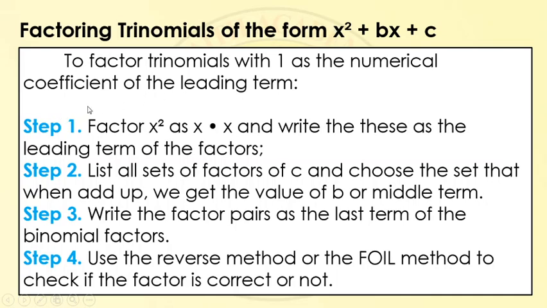Okay? So, steps to follow in factoring trinomials. Step number 1, factor x squared as x times x and write this as the leading term of the factor. Step number 2, list all sets of factors of c and choose the set that when added up, we get the value of b or the middle term. Step number 3, write the factor pairs as the last term of the binomial factors. And step 4, use the reverse method or the FOIL method to check if the factor is correct or not. Okay? So, para mas maintindihan nyo yung steps na yan, proceed tayo sa ating example number 1.